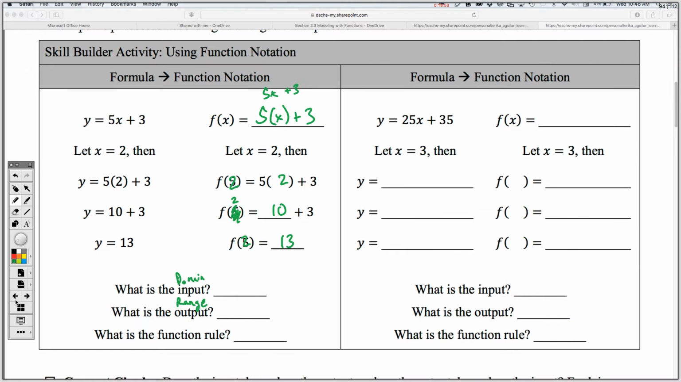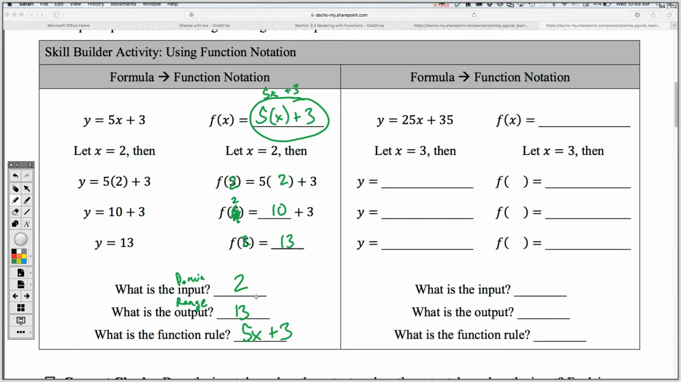Oh, let me scroll back. All right, what was the domain? What was the input for this problem? 2. What was the range? 13. What is the function rule? Now this is something new, so I'll tell you. Your function rule is just what operations did you apply to it? So that's the whole problem. You multiplied by 5, and then you added 3. So it would be 5x plus 3.